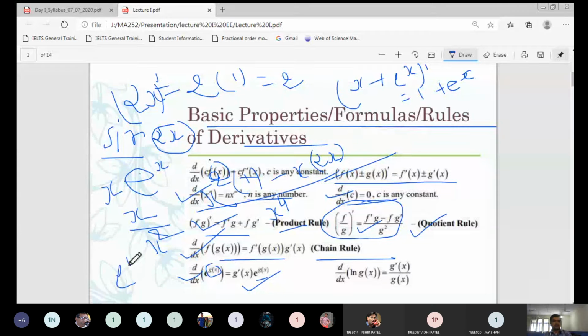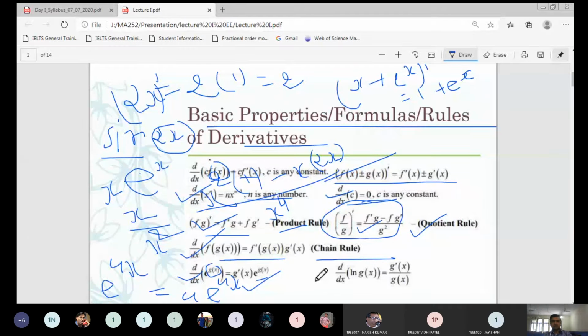If you differentiate e raised to a x, what is it? The answer is a times e raised to a x. That means if you differentiate e raised to a x, it is a e raised to a x. Done? Okay.